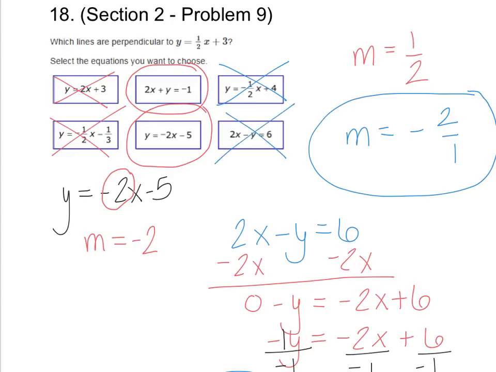So the two equations that would be perpendicular to the given equation are the two that I have circled here, because remember, perpendicular lines have slopes that are opposite reciprocals of each other. Now, the problem didn't ask about parallel lines, but I'm going to talk about parallel lines as well, because that might be on the test also.